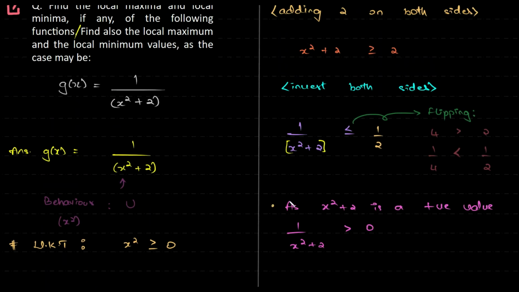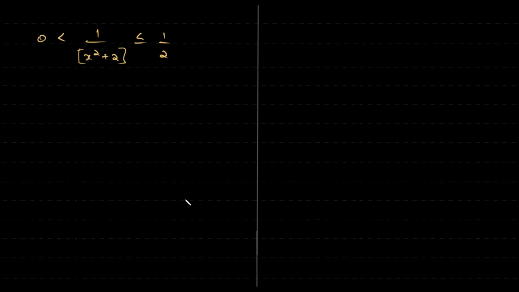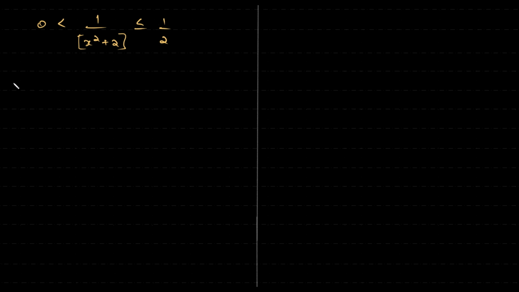Okay, so let me complete the answer. We have to find the maximum and minimum value. So here we can find the maximum value. From this we can infer that g of x maximum value is half, and the maximum location or local maximum. So we have local maxima.